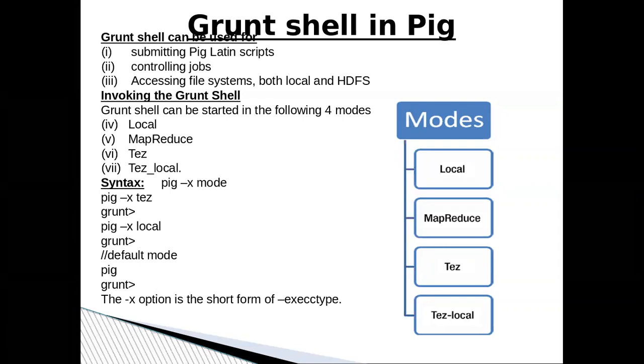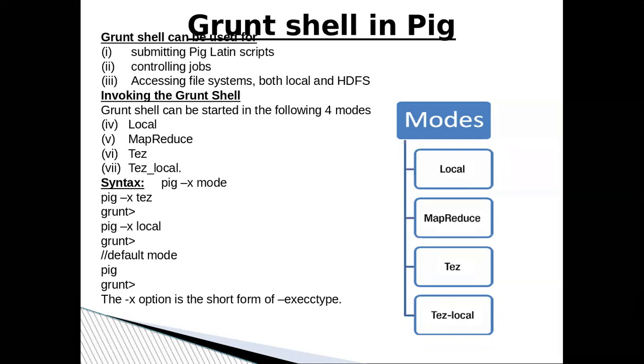MapReduce is the default mode. That is, if you just type pig at your bash shell, then it will open up Pig in MapReduce mode. For any other mode, you can choose pig -x followed by the mode. So if you write pig -x tez, it will start the Pig environment in Tez. pig -x local would mean that you're going to deal with files in the local file system. And simply pig would start Pig in the MapReduce or the HDFS mode, where you need to work with the files stored in your HDFS.